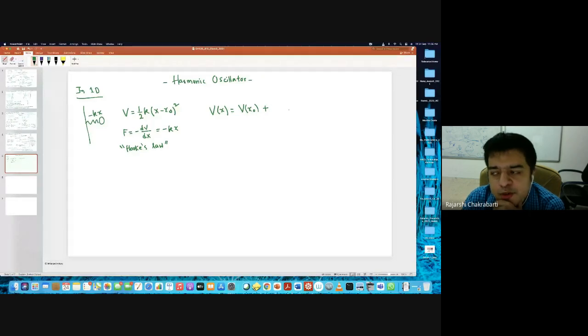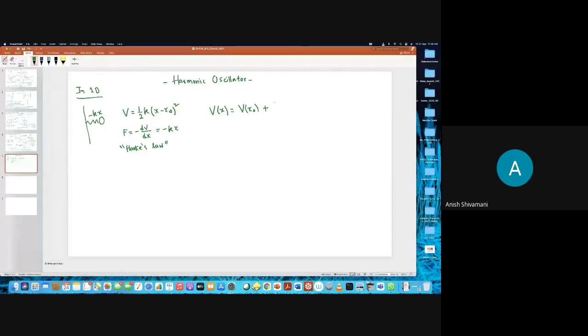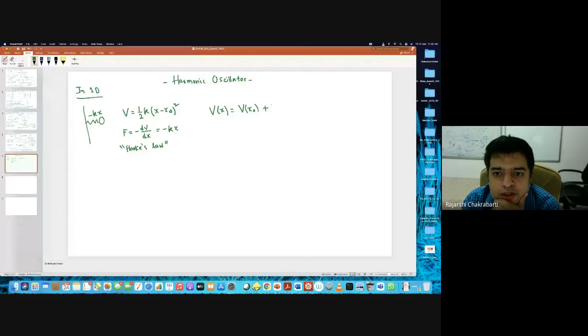can anyone tell me what should I write here? Any idea? del V del x times (x minus x0). Yes. So I should write something like this. This is a Taylor expansion.